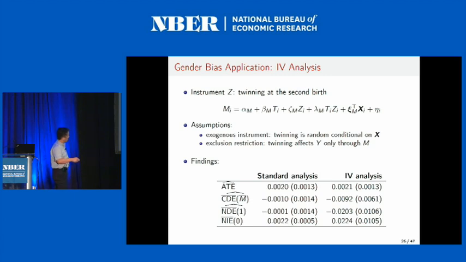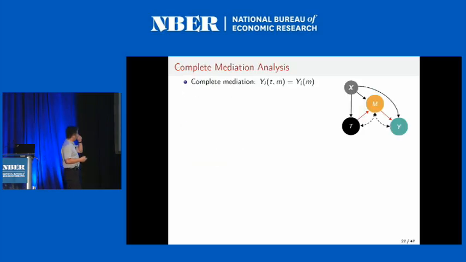Okay? And when they did the controlled direct effect, they controlled it at the average value of M. And that one is not statistically significant, it's pretty small. But the natural direct effect and natural indirect effect are consistent with what they were expecting. Okay, so that's one approach, the instrumental variable approach. The other approach is something we can call complete mediation analysis.